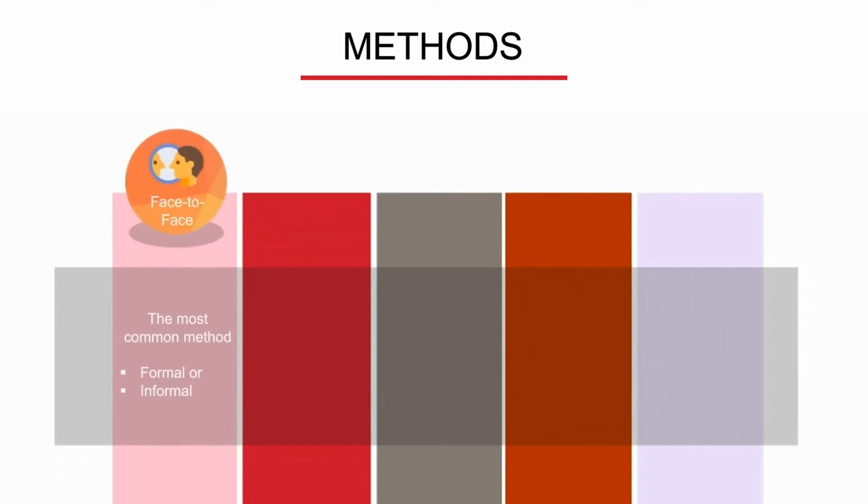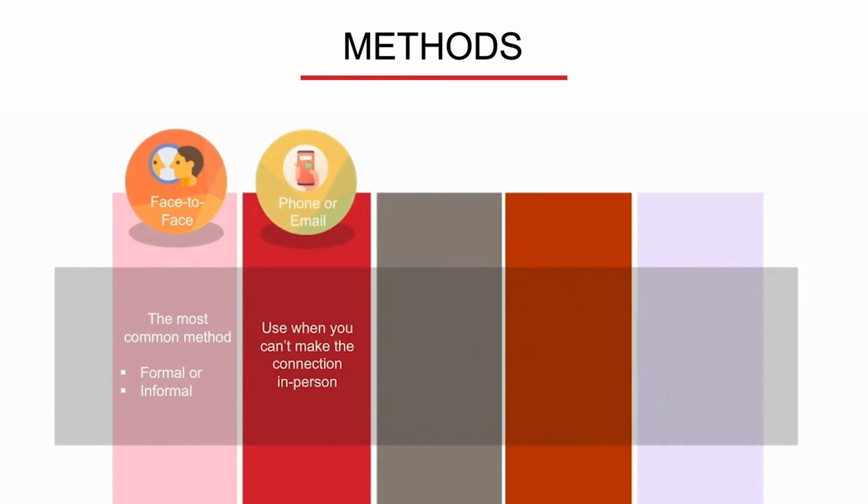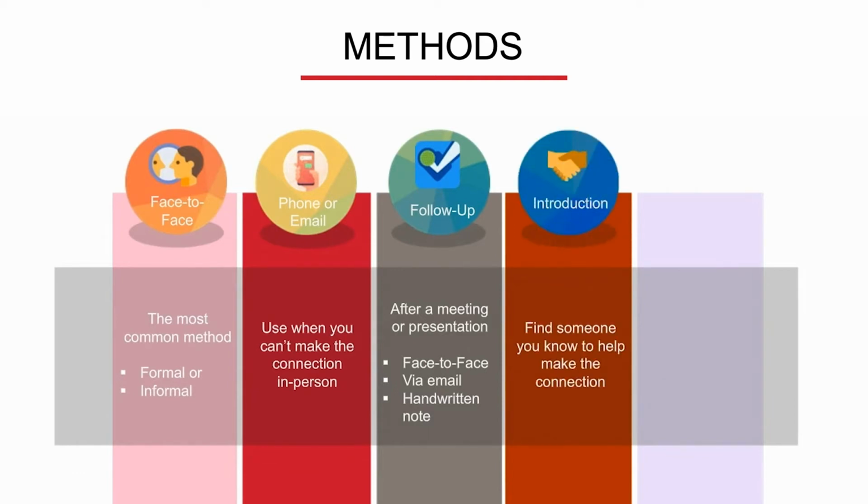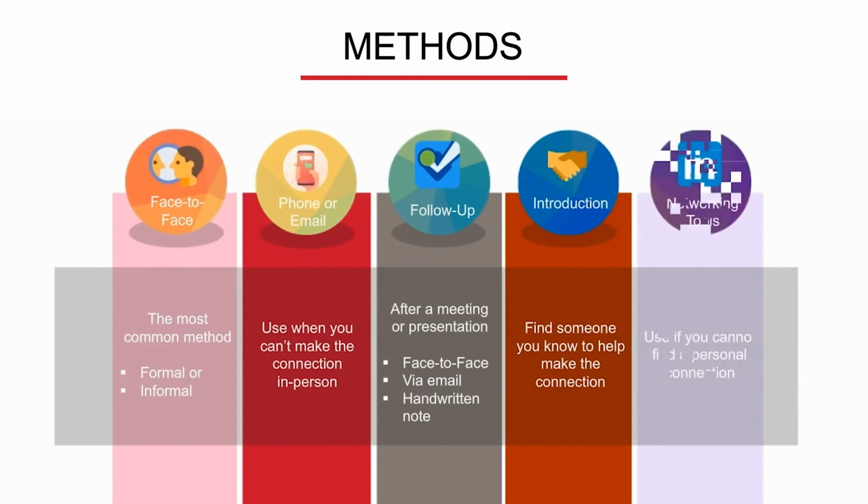Face-to-face, the most common method of making connections. It can be a formal or informal meeting. Email or phone, when you can't make the connection in person. Through a follow-up, after a meeting or a presentation, which can be face-to-face, email, or a handwritten note. An introduction by someone you know. And lastly, if you cannot find a personal connection to the individual, networking tools such as LinkedIn, Twitter, Facebook, Instagram, or other social media platforms are great resources you can leverage.